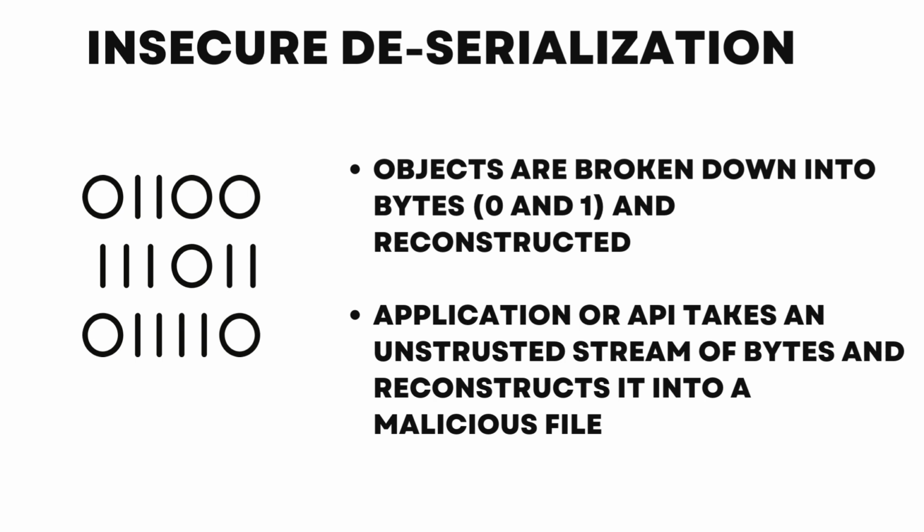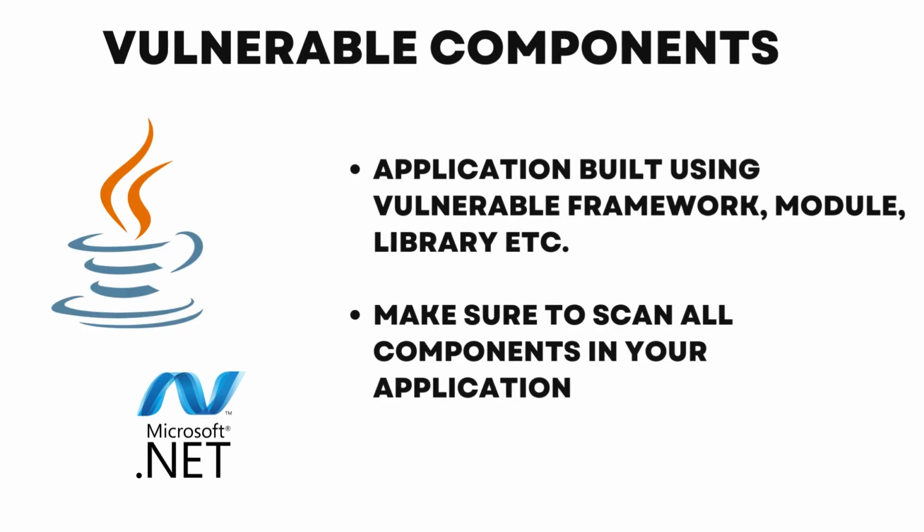So that's called deserialization, when you reconstruct it back. Insecure deserialization happens when an application or API takes a stream of bytes which is not trusted, and reconstructs it and it becomes a potentially malicious file. One way malware hides itself is it breaks itself down into small bytes to avoid signature detection, and then relies on some later process to reconstruct it. It can use insecure deserialization. You can conduct a wide range of attacks. Even remote code execution can be done by this attack.